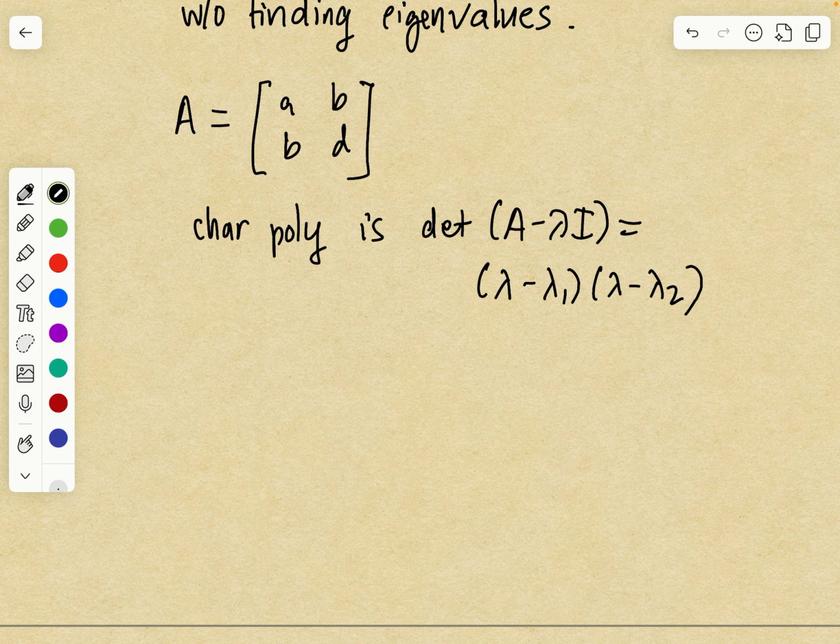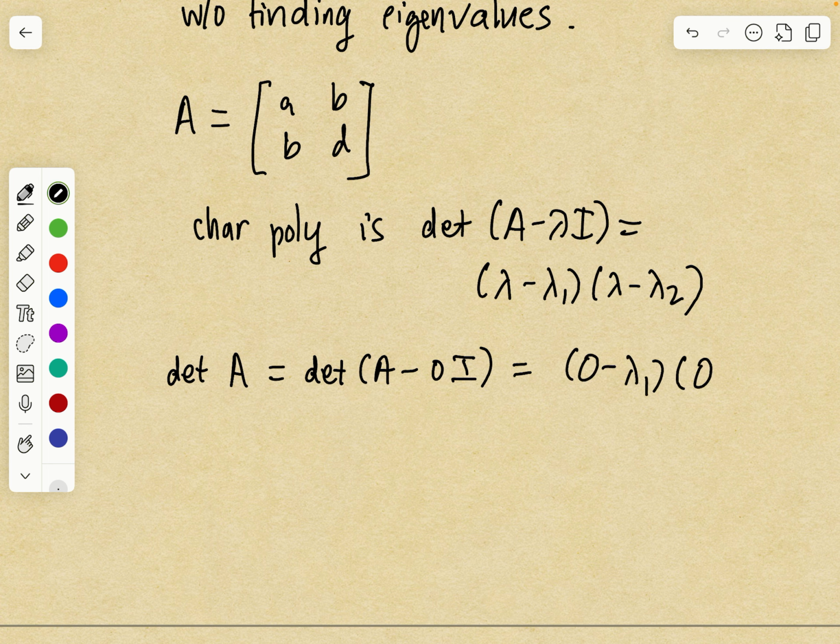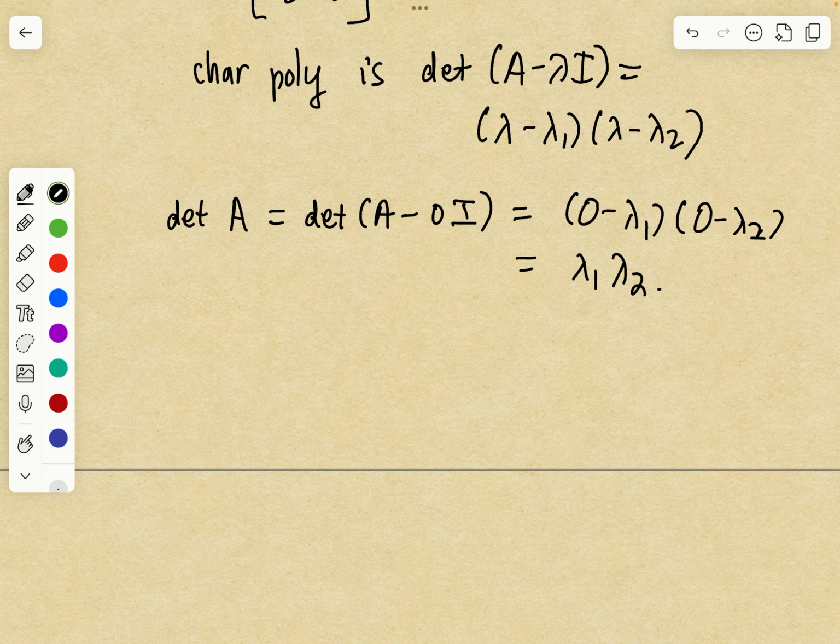So what does that tell you about the determinant of A? The determinant of A is the determinant of A minus 0I. So it's what you get by plugging 0 into the characteristic polynomial. And that's going to be 0 minus lambda 1 times 0 minus lambda 2, which is lambda 1 times lambda 2. So the determinant of A is the product of the eigenvalues of A. Let's put that in a box.